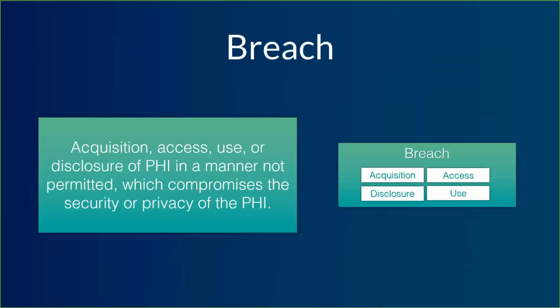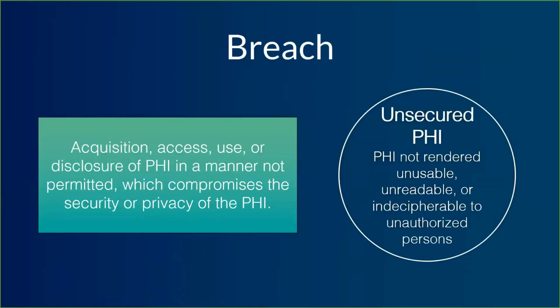And then this last part, which compromises the security or privacy of the PHI. And that brings me to a very important concept, which is: is your PHI secured? Because I'll tell you, unsecured PHI is what happens when it's not rendered unusable, unreadable, or indecipherable to unauthorized persons, to people who shouldn't have access to it. That would be in the clear. So if you have PHI that is unsecured, and it is acquired, accessed, used, or disclosed, and it's not under TPO or imminent threat, then that PHI has been compromised. The security and privacy of it has been compromised. Now, what if you had secure PHI? This would primarily be encrypted PHI.